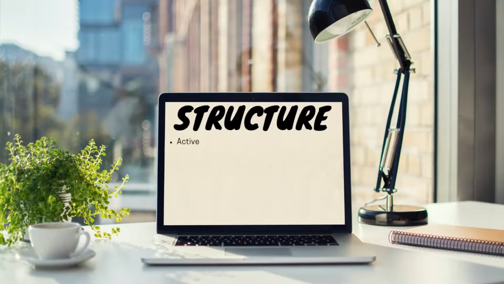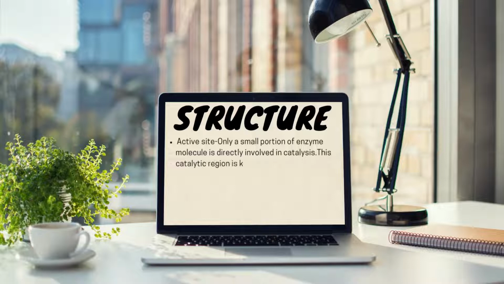Anyway, let's move on to the structure of enzymes. The first very important thing in the structure of an enzyme is its active site. As the name suggests, the active site is the part of an enzyme molecule that binds with the substrate during a reaction. Now, let's talk about the overall structure of an enzyme.